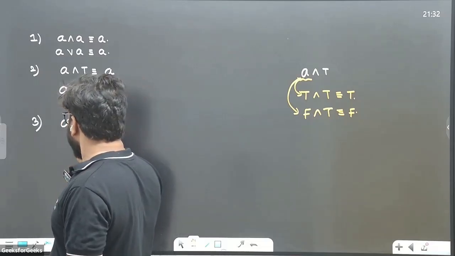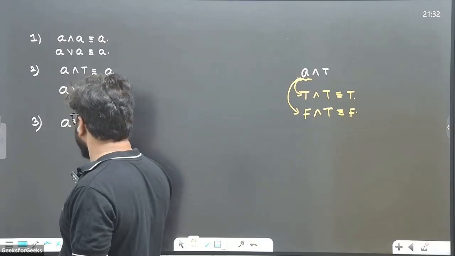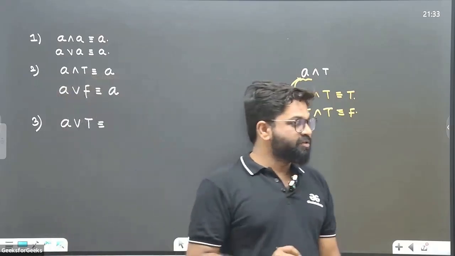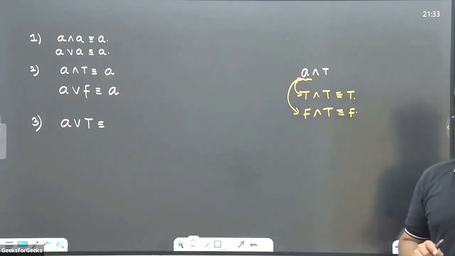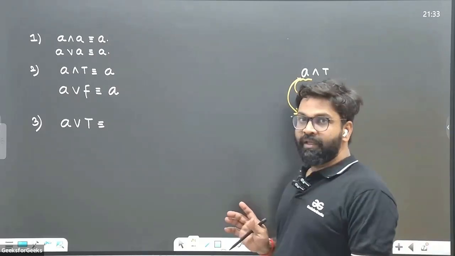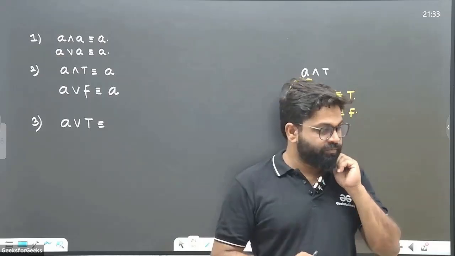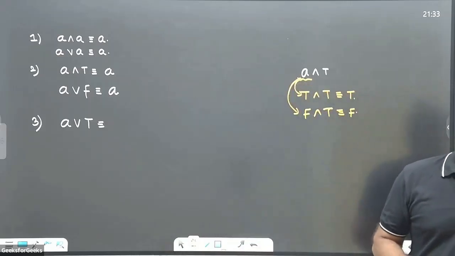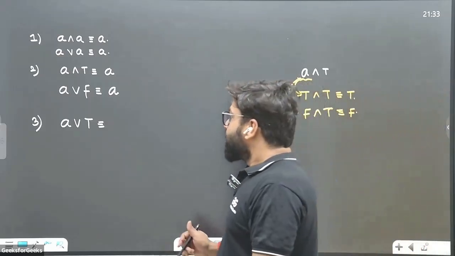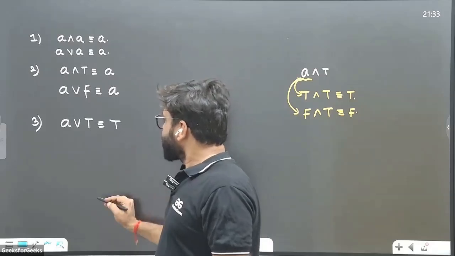Suppose I write A or true, then what should be the answer? I don't know the values of anything here. So true. A or true is there, right? Everybody knows that OR loves true. So easily we can say that OR loves true here, so the whole answer will become true.